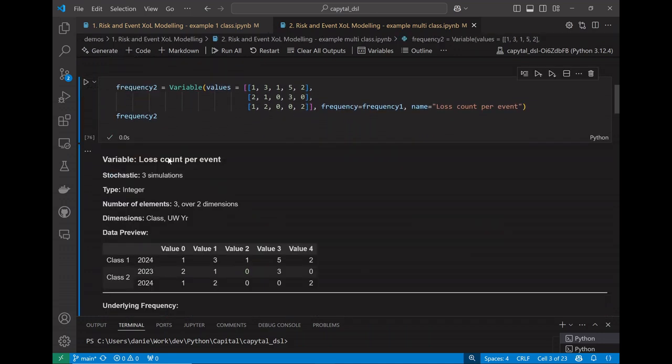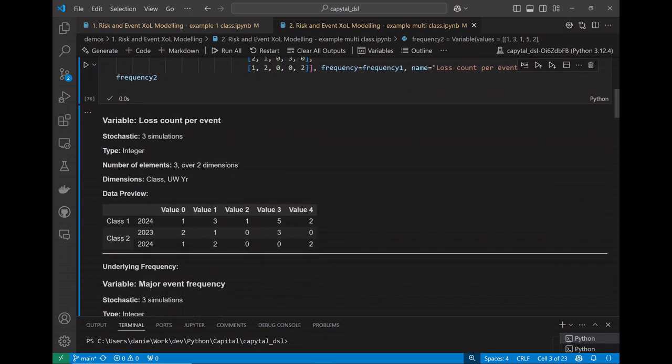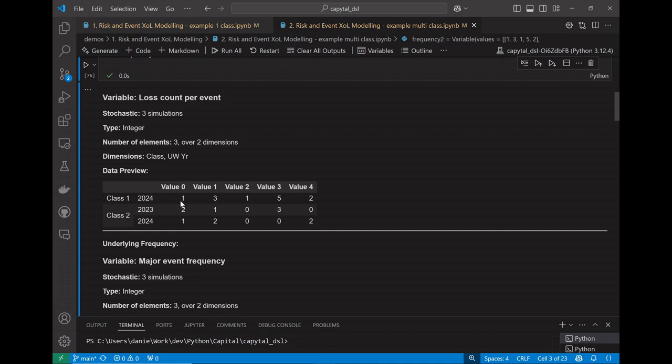However, the number of individual risk losses that are triggered when each event occurs could be different for the different classes and the different years. So in this first class, this loss count per event profile follows the example we saw previously, but the second class also covers different assets. Different numbers of assets are affected by these events differently. So in this third event that's being modelled, class 2 isn't affected at all, for example.